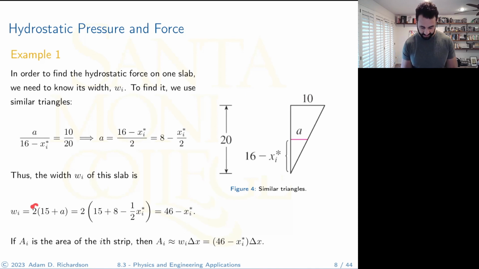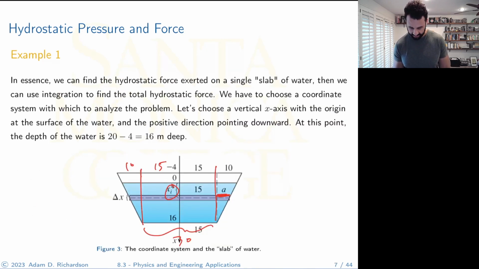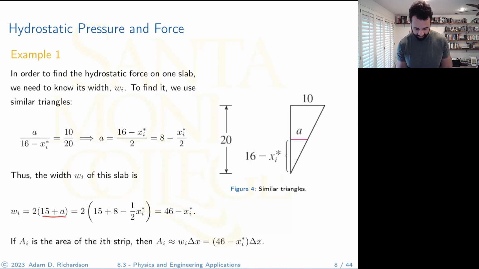The width is going to be 2 times 15 plus A. That's given by this picture here. Let me clear some things. All right, so what's the width? The width is going to be 15 plus A twice. That's where we're getting this. Now we've got a formula for A. We plug it in, simplify the result, and we get 46 minus x sub i star. Sweet. Okay, so now we know the width.